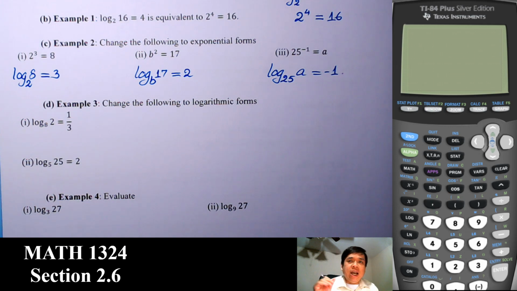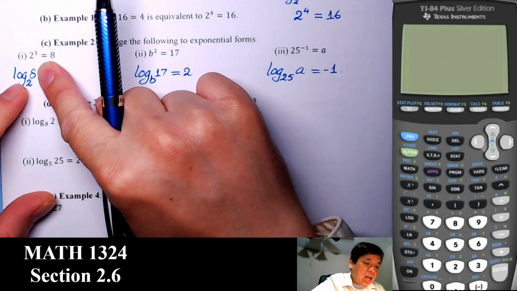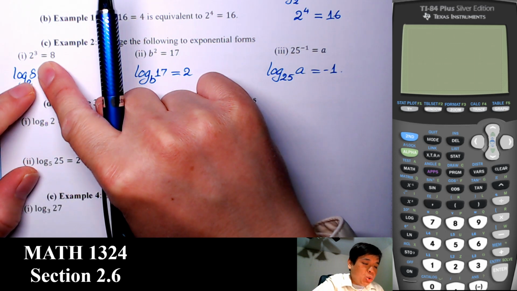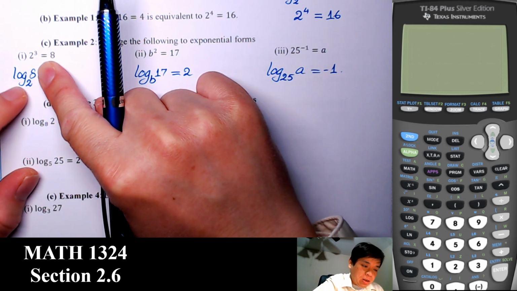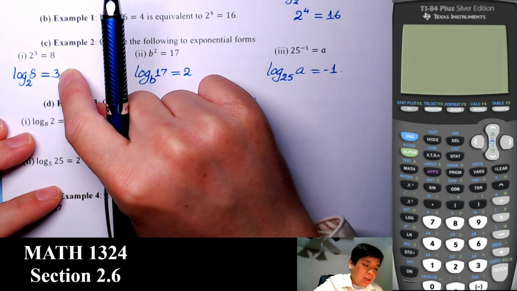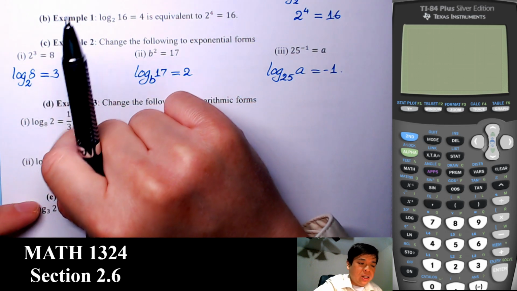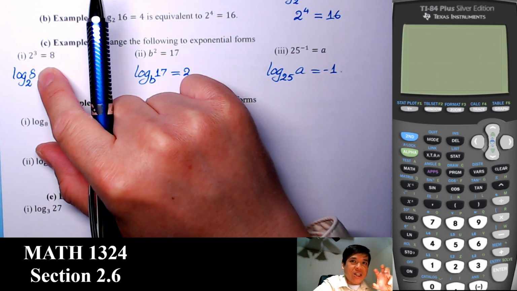Swapping is easy. Now to understand what this actually means, we say log base 2 of 8 means 2 to what power is equal to 8. So 2 to what power is equal to 8? The answer to that question is 3. So 2 to the third power is equal to 8. Right. So log is the "what" in the sentence.